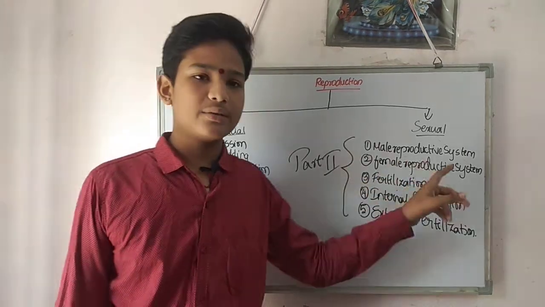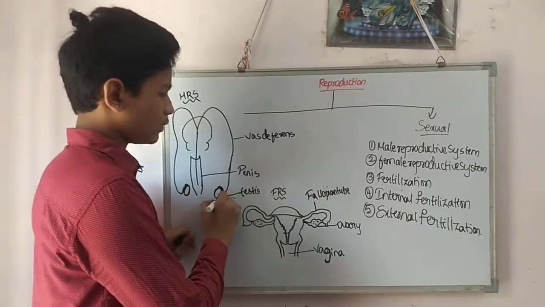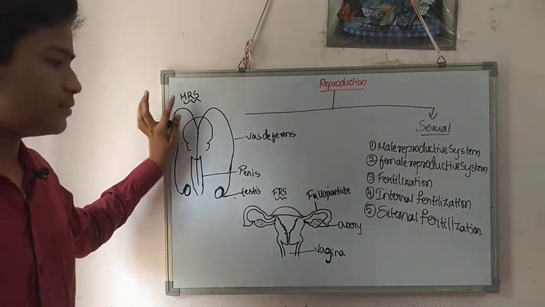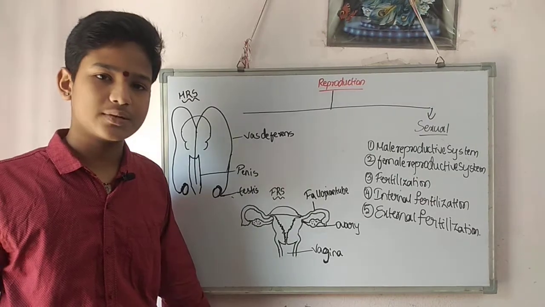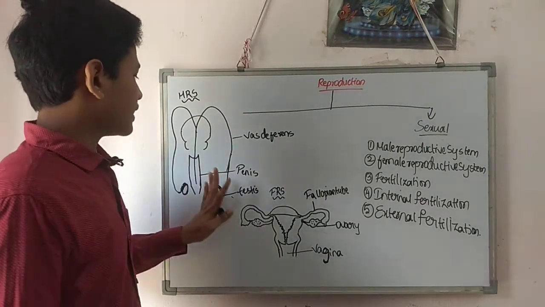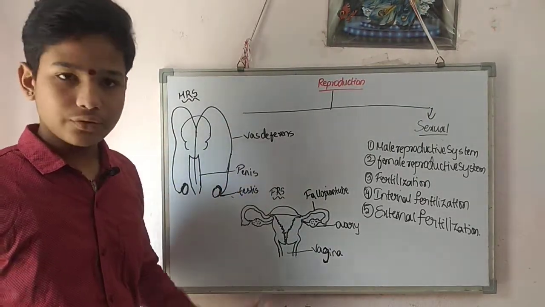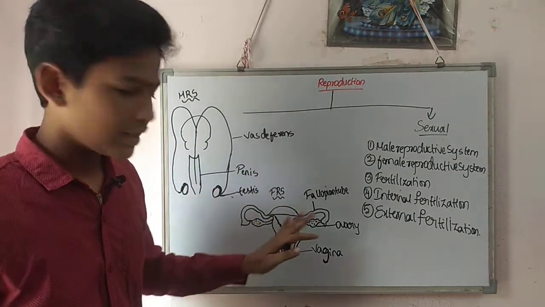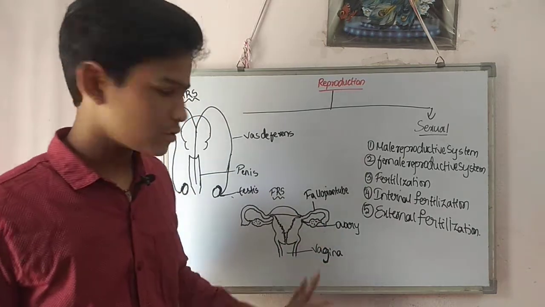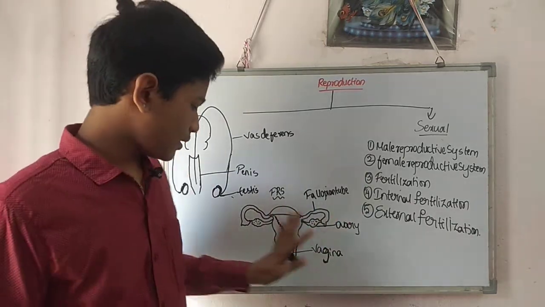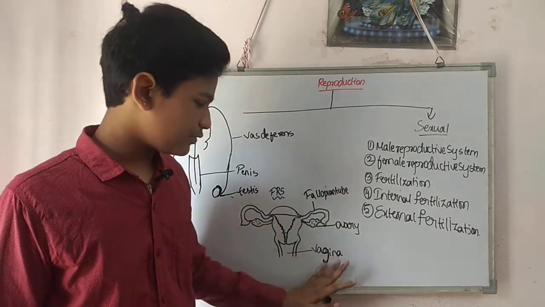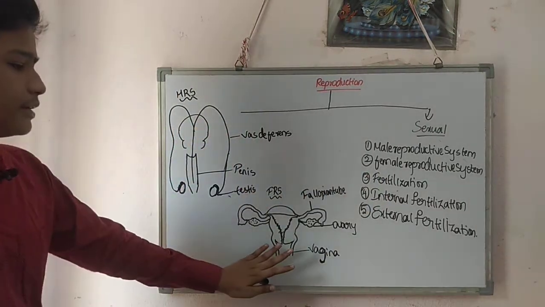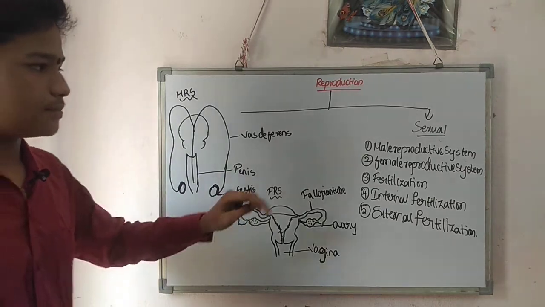First we will see the male reproductive system. Here MRS means the male reproductive system and FRS means the female reproductive system. The male reproductive system consists of vas deferens, a penis, and a pair of testes, and the female reproductive system consists of fallopian tubes, a pair of ovaries and vagina. This is the male reproductive system and female reproductive system.